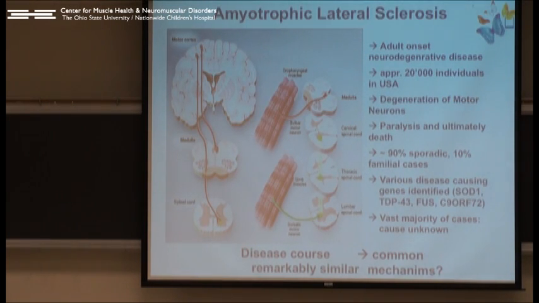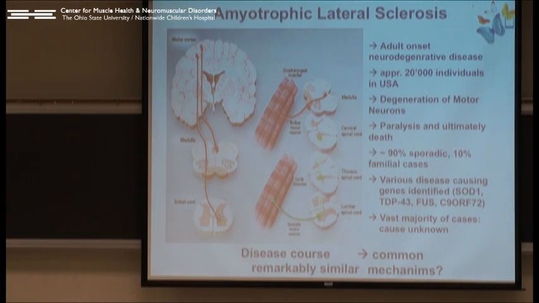Now, just as a bit of background on ALS: it's an adult onset neurodegenerative disease, with 20,000 individuals affected in the U.S. alone, involving degeneration of motor neurons, paralysis, and ultimately death. We've talked about the sporadic versus the familial cases, and many of the genes that have been identified, such as SOD1 mutations, TDP-43, and the C9orf72 expansion gene. The vast majority of cases, though, are still unknown. But the disease course is remarkably similar.